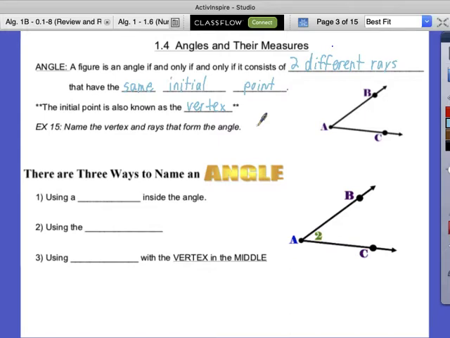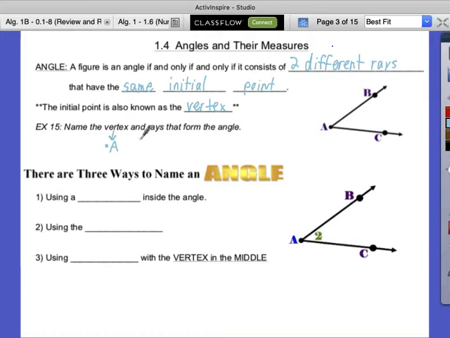So example 15. Name the vertex and rays that form the angle. So what's our vertex here? Our vertex is point A. You can say point A is the vertex, or I just drew an arrow from vertex to point A because I'm lazy. And do I know what I mean when I do that? Yeah. If you know what you mean, great, do that. If it's better for you to say the vertex is point A, or vertex equals point A, then do that. Whatever is helpful for you.